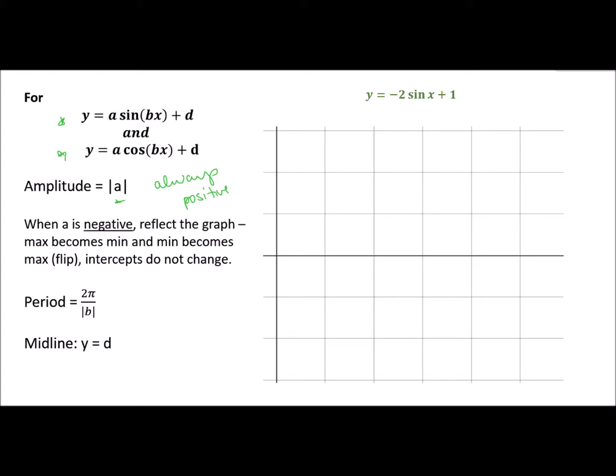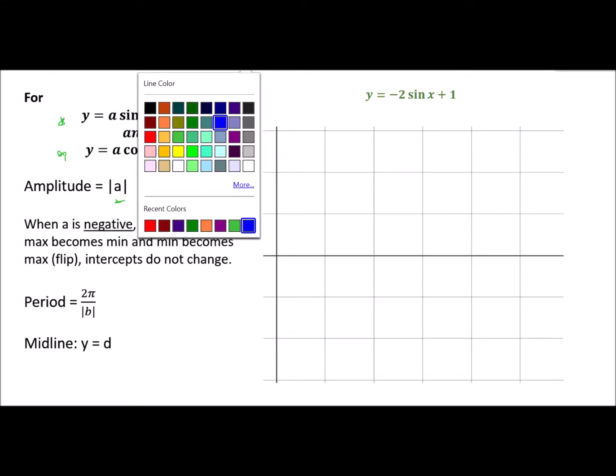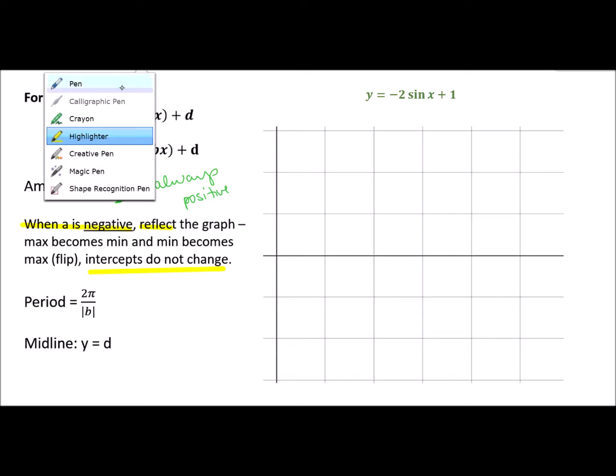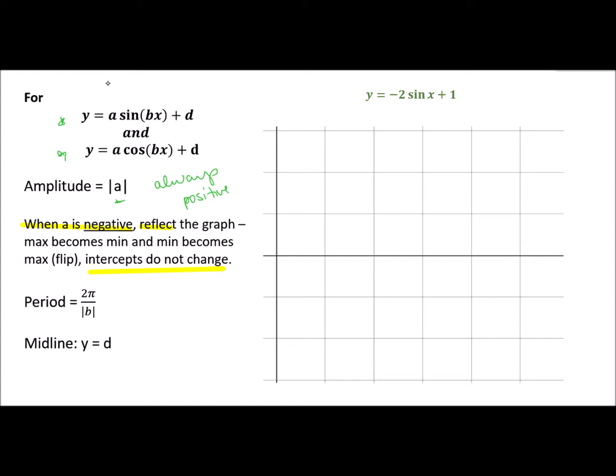But this is the new stuff. When a is negative, you reflect, which means the max becomes the min and any mins become maxes. Basically you're flipping them, but the intercepts do not change. They only change when you move that midline. Okay, and then the period is 2 pi over b, and the midline is at y equals d.